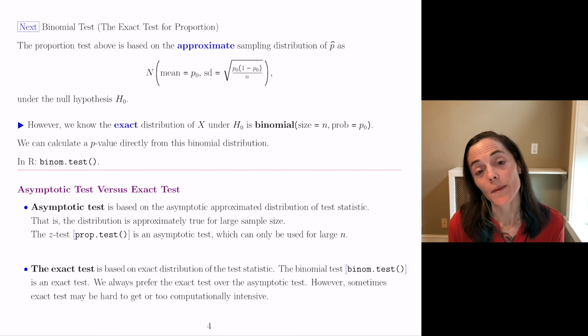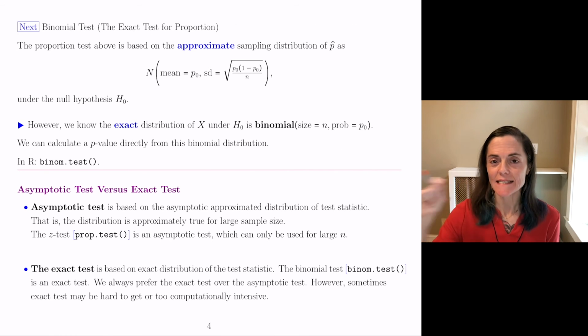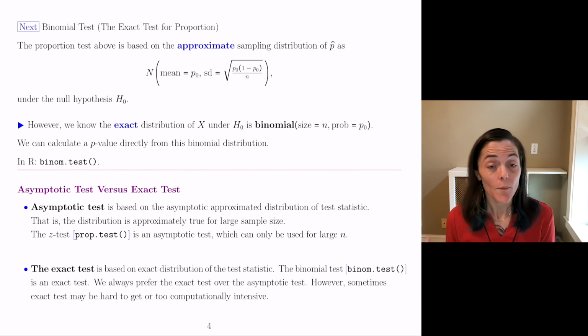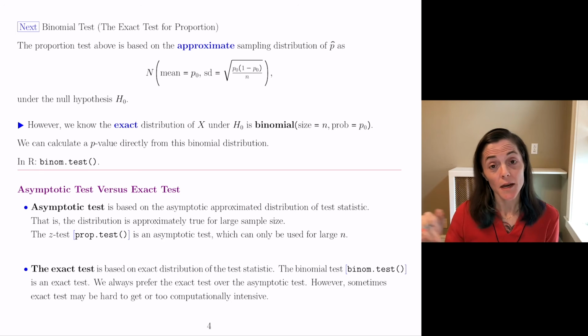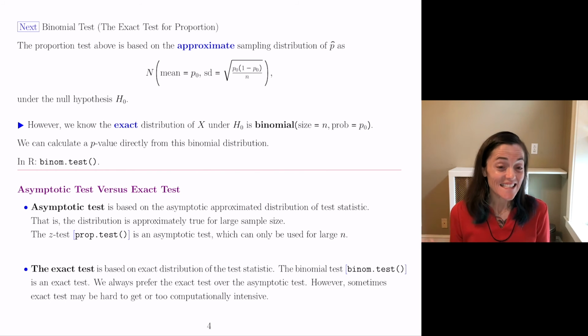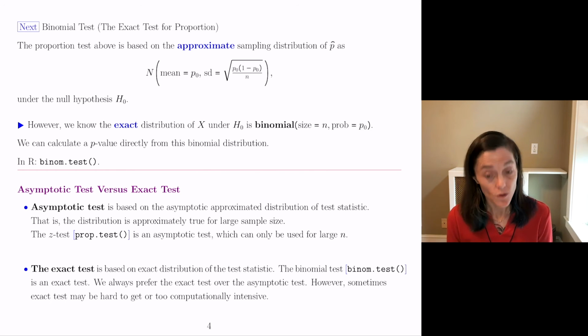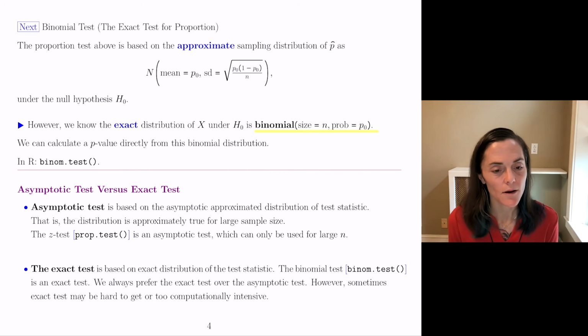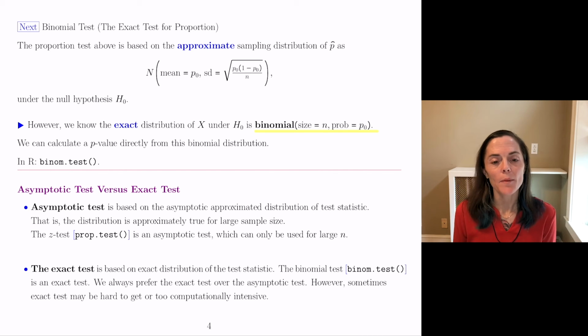Next, I want to talk about the binomial test. This is an exact test for proportion. The proportion test that we just discussed, the z-test, is based on an approximate sampling distribution of p-hat, this estimator for population proportion. However, we know the exact distribution. Under the null, H0, it's just binomial with size n and probability p0. So we can calculate a probability directly from this binomial distribution.